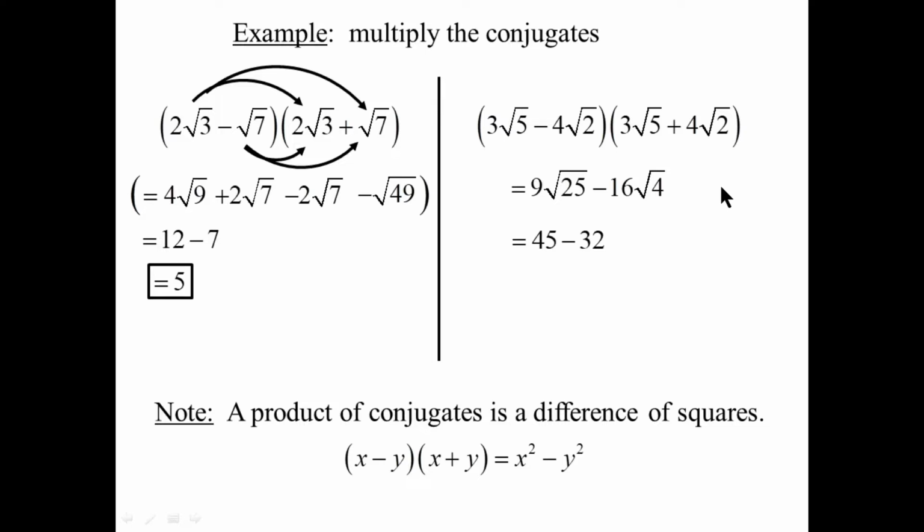9 times 5 is 45, 16 times 2 is 32. Subtract them and we're done. And that's how easy it is to multiply conjugate radicals together. We recognize that we'll get a difference of squares.